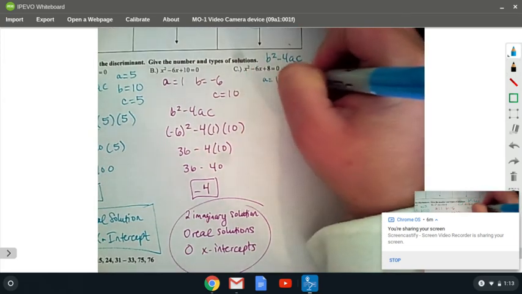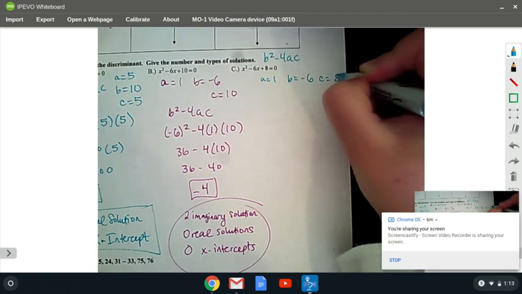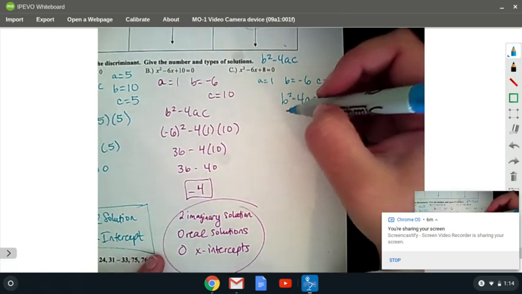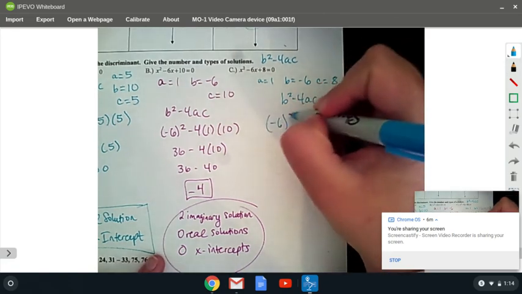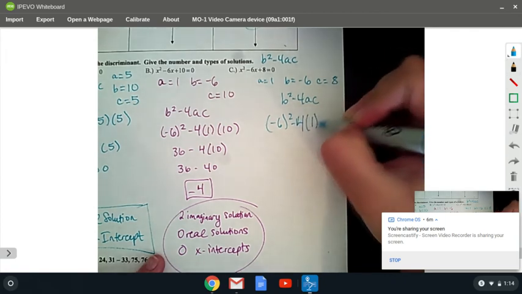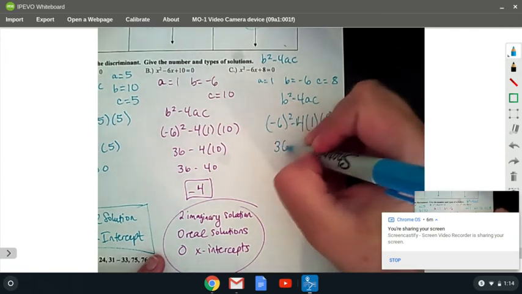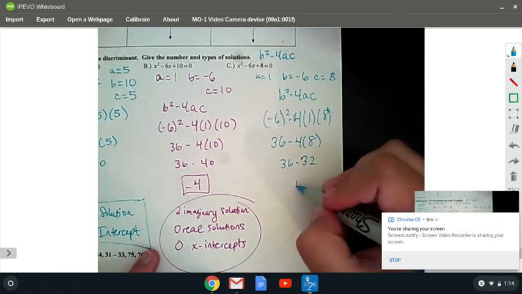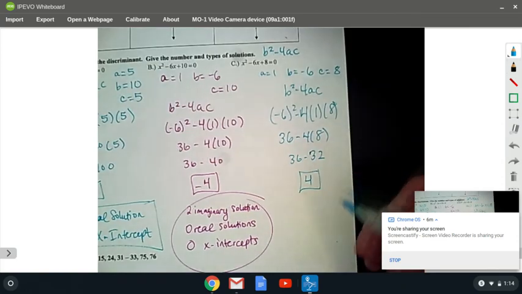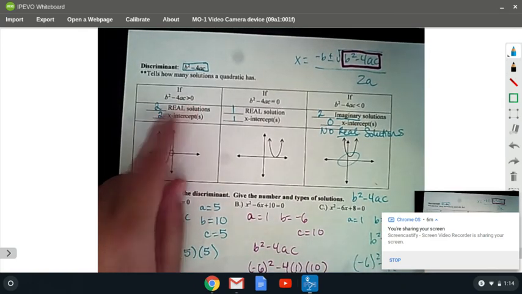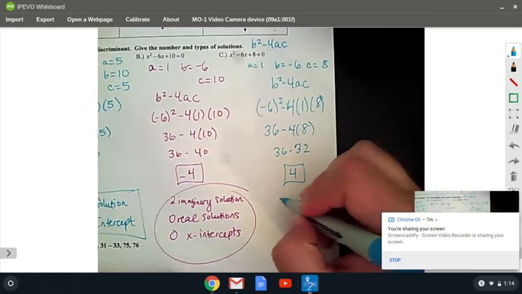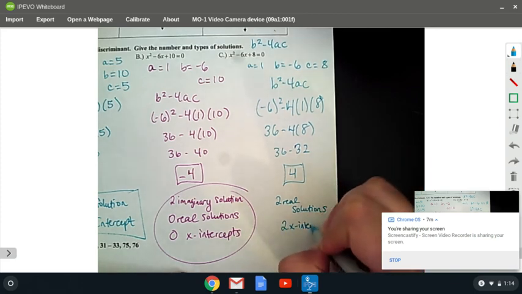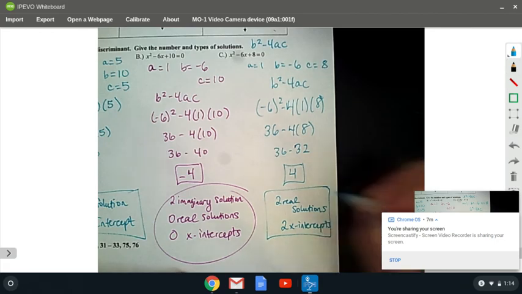A is 1 here, B is -6, C is 8. I'm going to plug that in to my B squared minus 4AC, my discriminant. So I got -6 squared minus 4 times 1 times 8. So I got 36 minus 4 times 8. So I got 36 minus 32, which is +4. That's a positive number. So that goes over here. It's greater than 0. That means I have 2 real solutions, 2 x-intercepts. And we're all set.